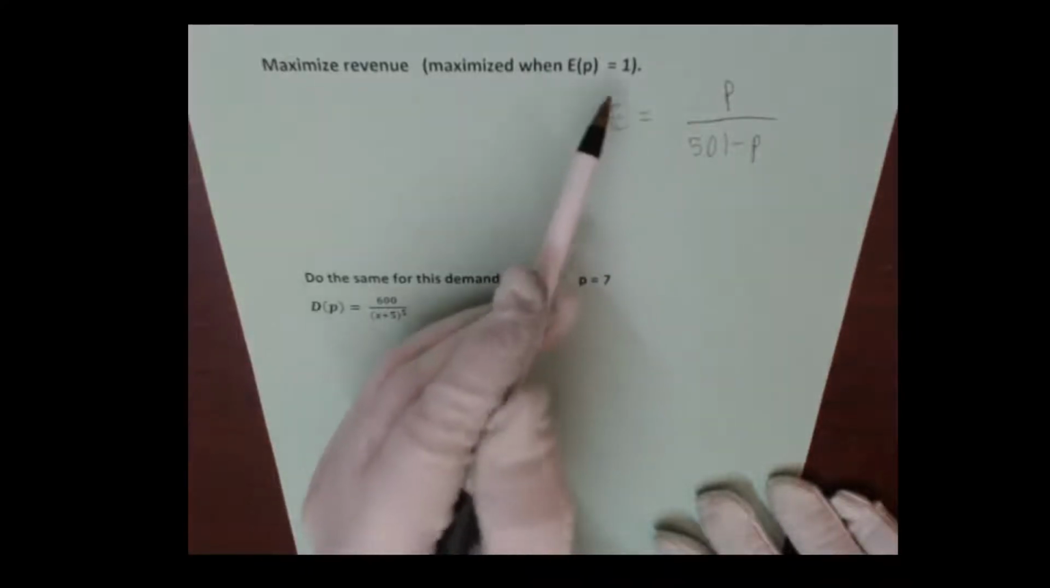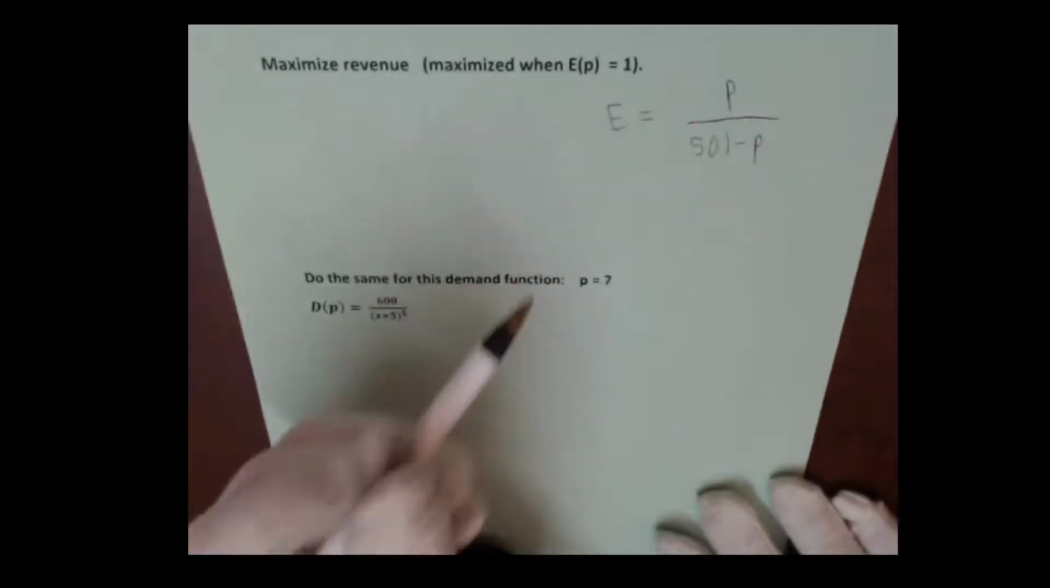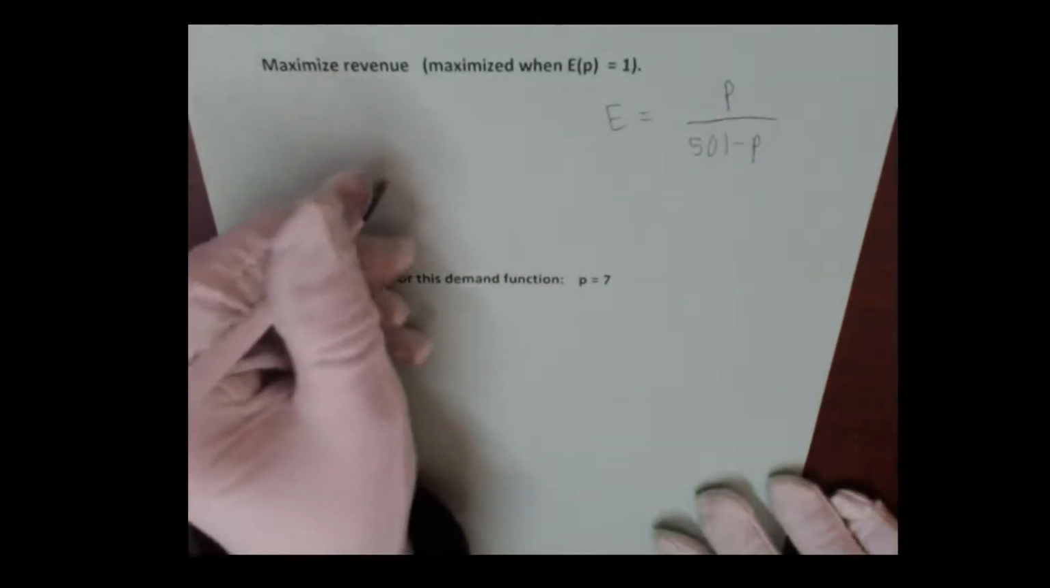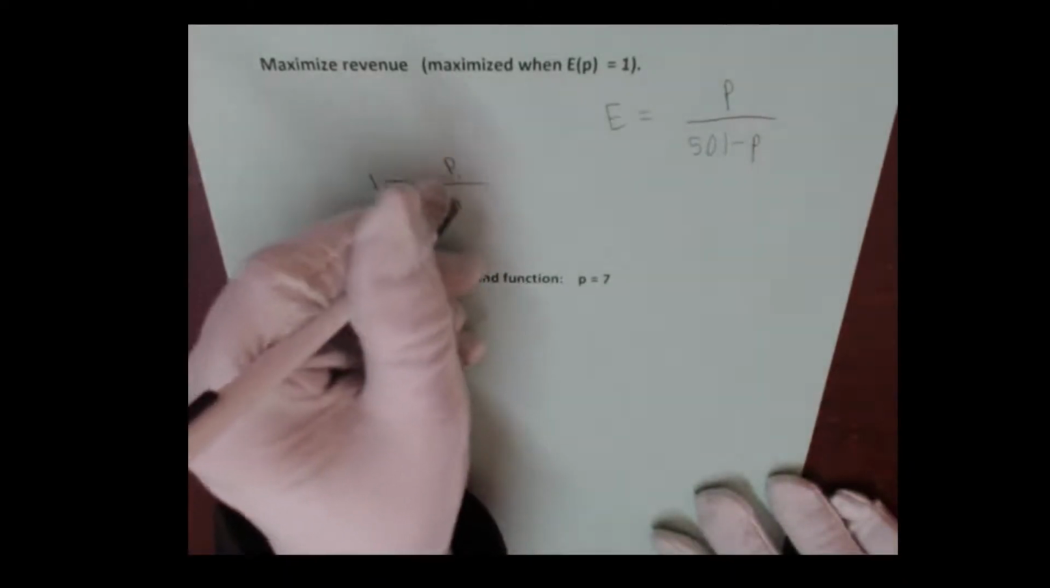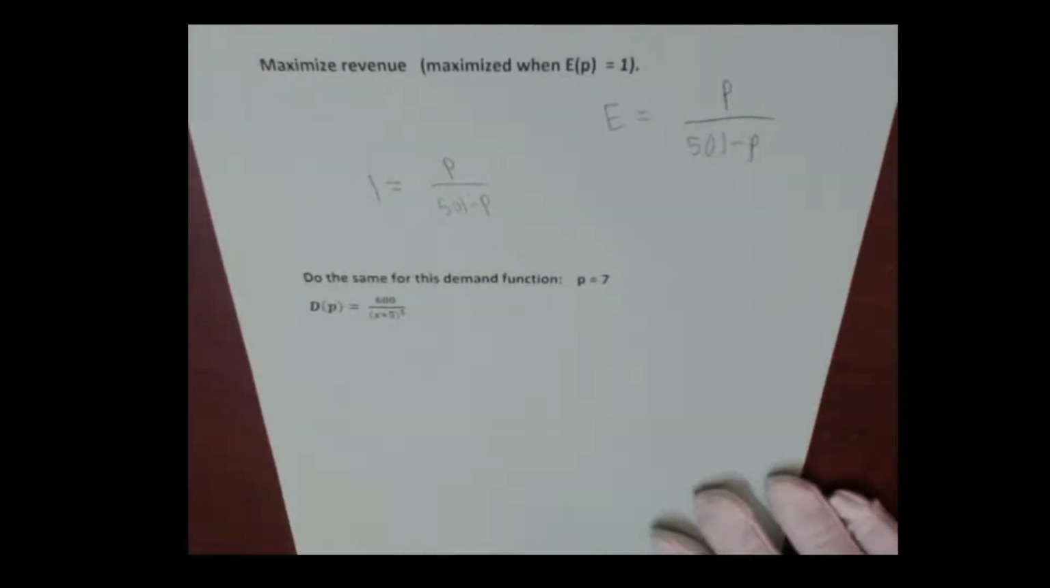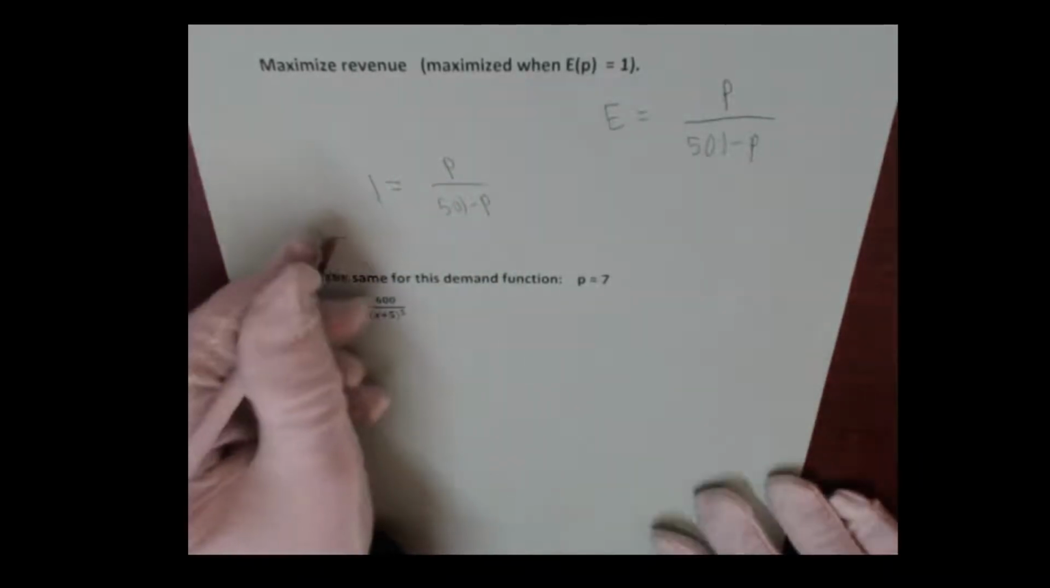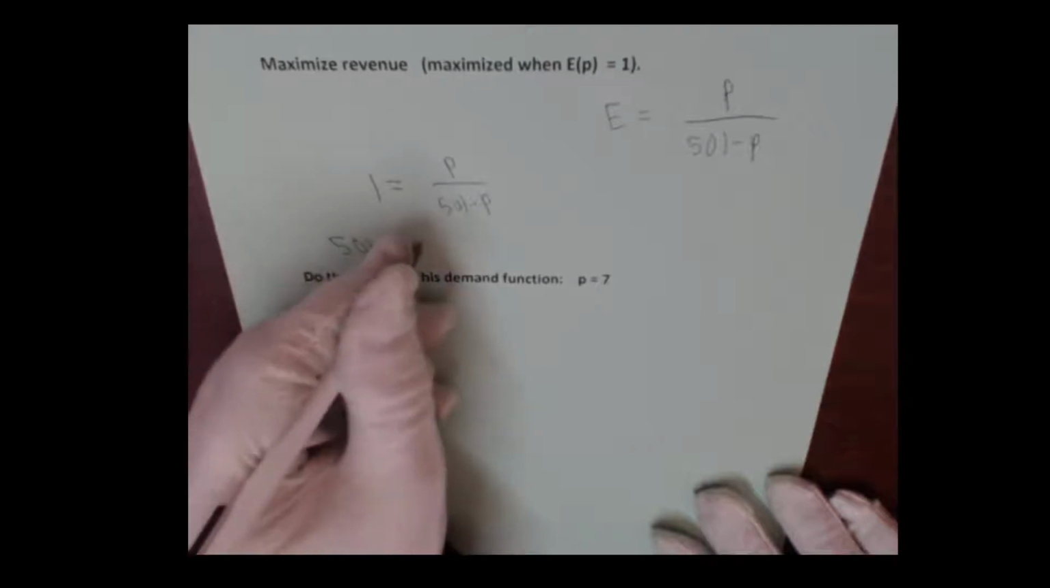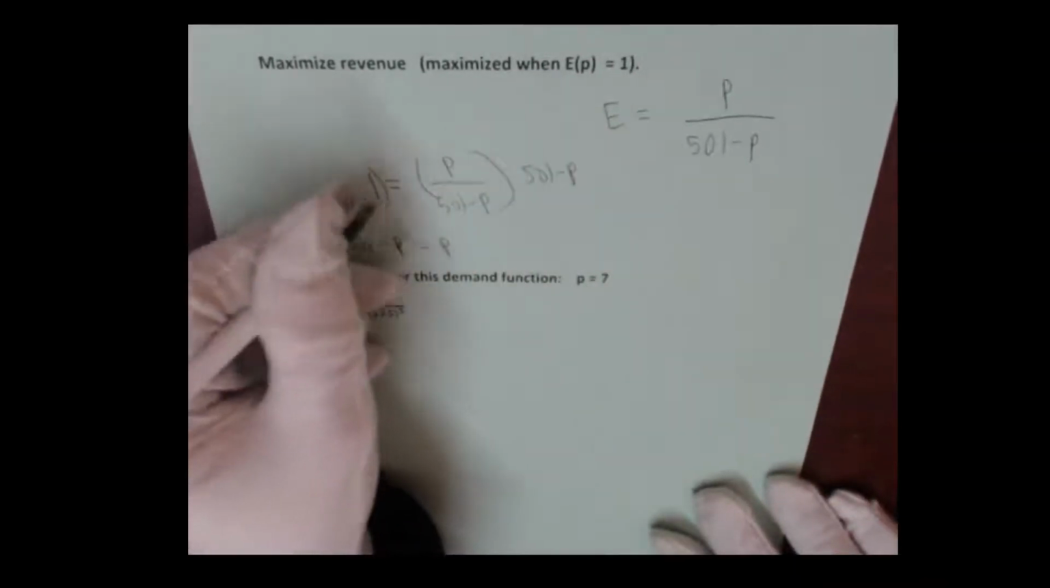So to find the price, all we need to do is set this equation equal to 1. So we get 1 equals P over 501 minus P, like that. Multiply the 501 minus P on both sides. All I did there was multiply both sides of the equation by 501 minus P.